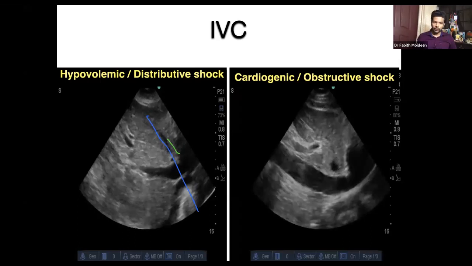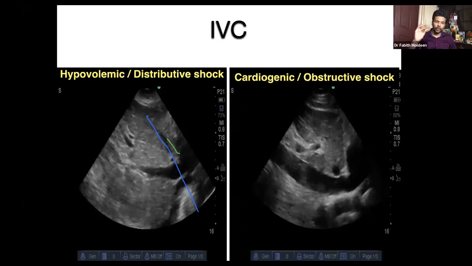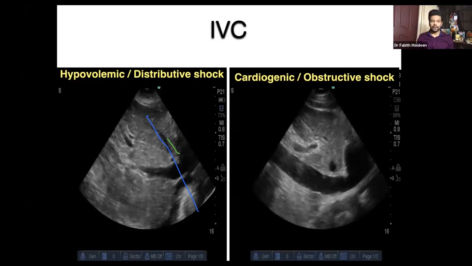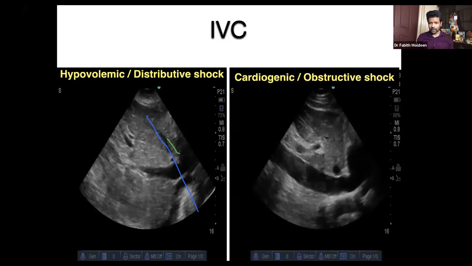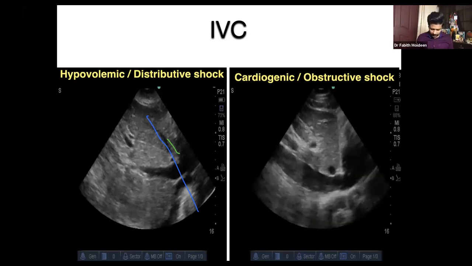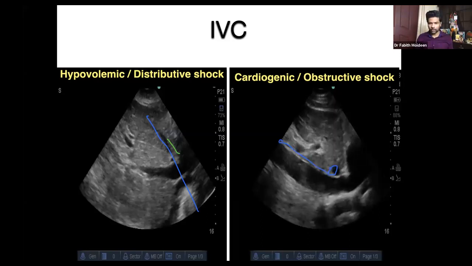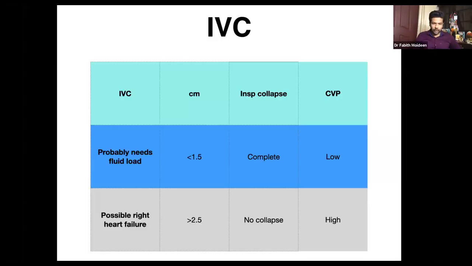Now the other one, you know that during inspiration the IVC collapses. So if it is collapsing completely, you know that the patient needs fluid. At least there should be 50% collapse. I'll come to that. Now the other one is this. In this case, you can see that this is the hepatic vein, and you can see the IVC is completely plethoric. It's not at all collapsing during inspiration. Now this is one thing you can remember.